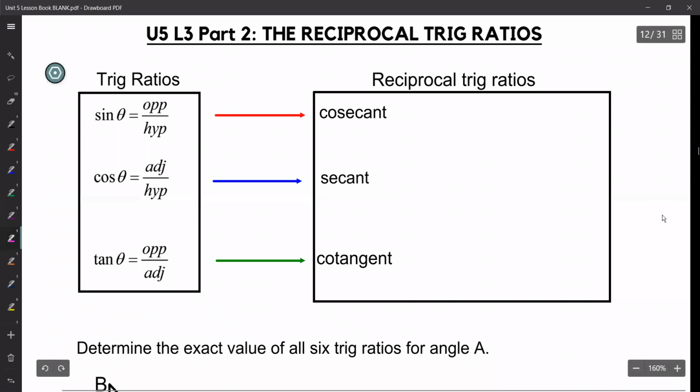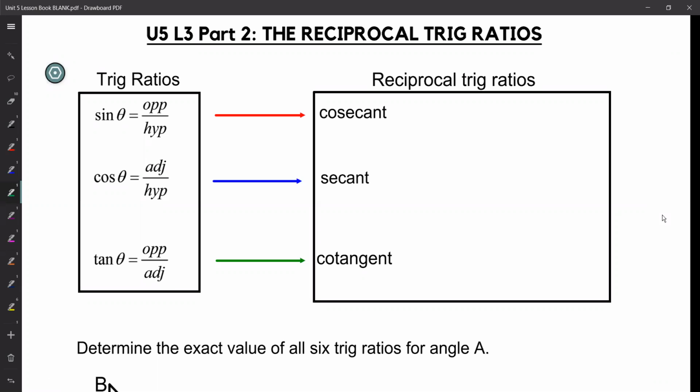So far in trig, when we learned about trig in grade 10 and when we learned about trig in this course so far, we've learned about what we call the primary trig ratios, which are sine, cosine, and tan. We also have three other trig ratios which represent these primary trig ratios' reciprocals. So these trig ratios are called cosecant, secant, and cotangent.